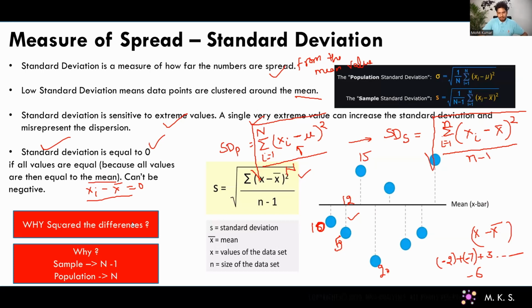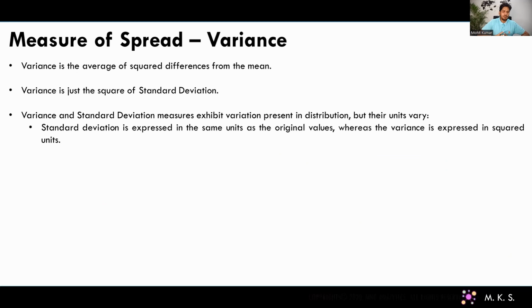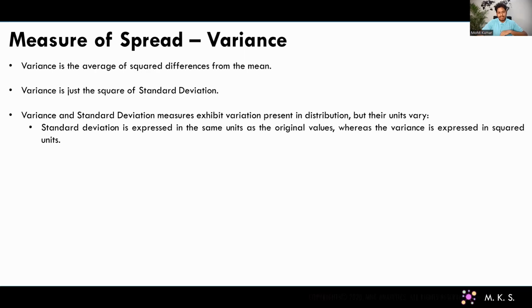Okay, now let's move to the third type of measure of spread, that is variance, which is quite similar to standard deviation, guys. So variance is the average of squared differences from the mean. It's the same formula we use for variance also, right? The only difference is variance is the square of your standard deviation.